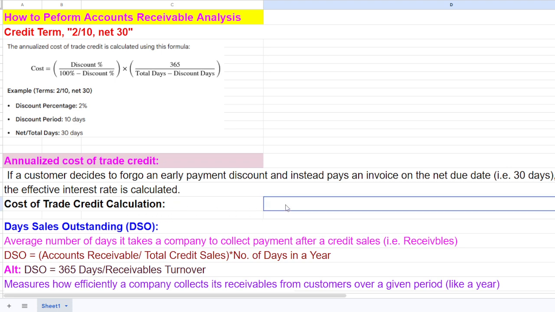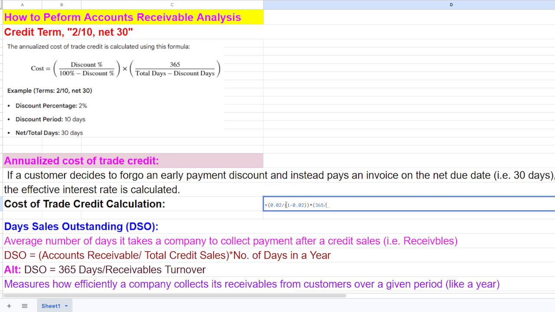So simply we can use this equation as I explained earlier. The discount percentage, you could see, is 0.02, that is 2% divided by 100%, so 1 minus 0.02. I could use the bracket, then multiply by the number of days in a year, that is 365 days. If you are given a weekly period, then we could use 52 weeks like that.